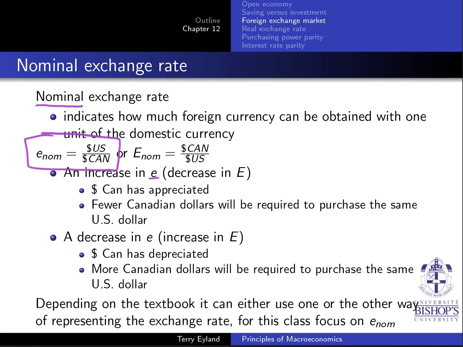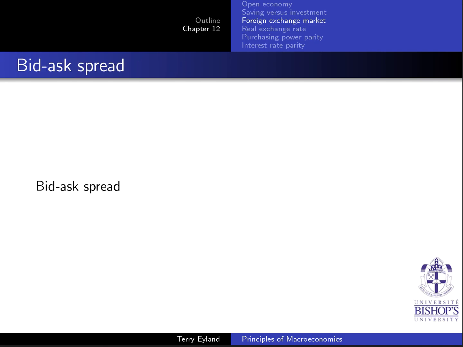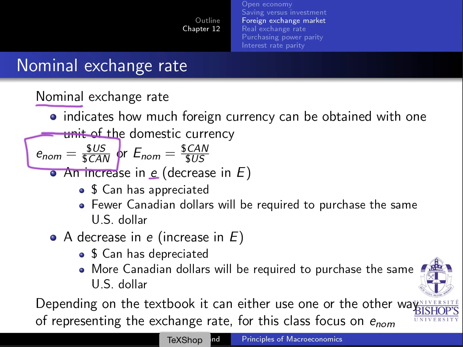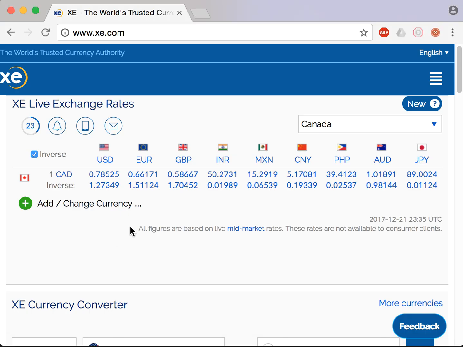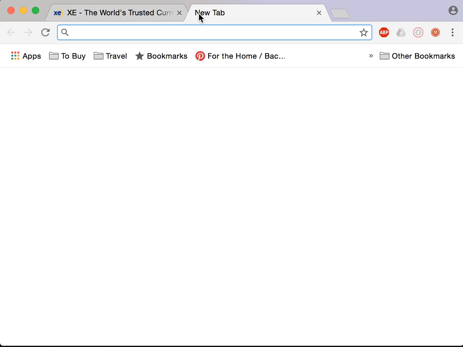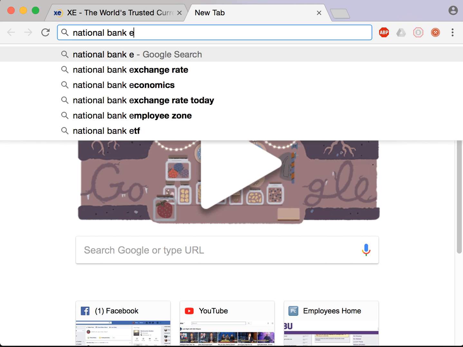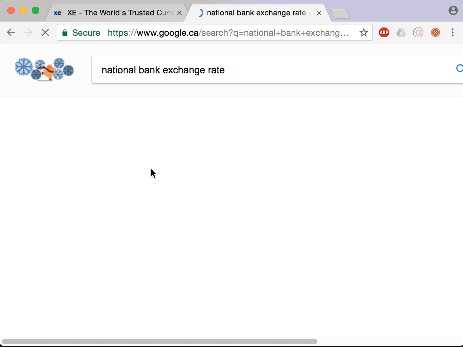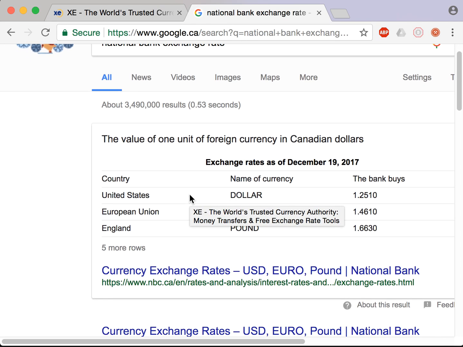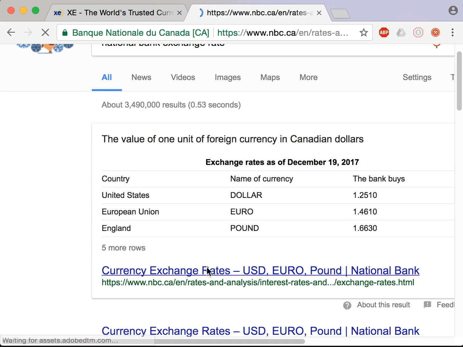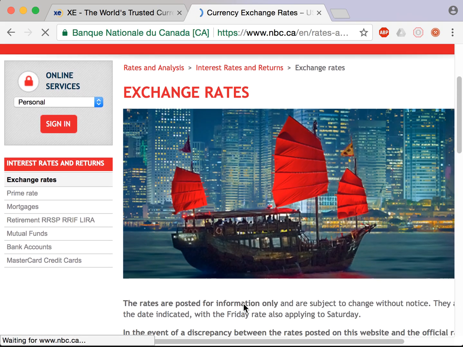Another thing that some people think about when they think about these two rates is not necessarily the rates that we just had a second ago, but the bid-ask spread. So let's go through another example here to make sure that that's clear. Let's go, I don't know, National Bank exchange rate. Could be another bank, I just chose them.